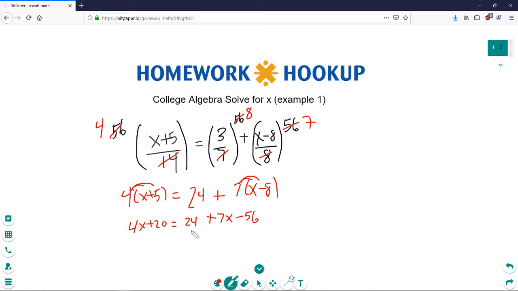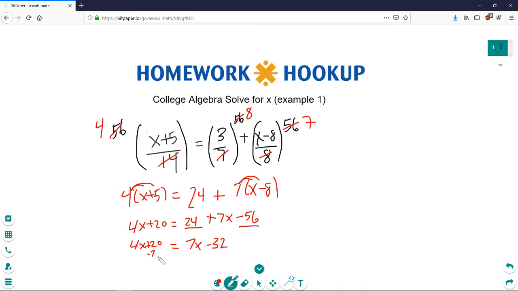Alright, so what we're going to do is now start to collect like terms. So we see this 24 here, and we see this negative 56, so we can definitely add those together. We're just going to bring out the 4x + 20 for now. So 24 minus 56 is going to give us a negative 32. So I'm just going to bring in the 7x, and these two make up negative 32. Okay, cool.